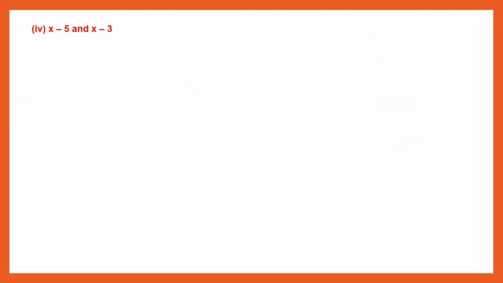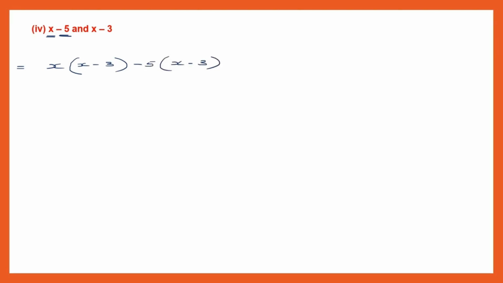Question 4. x minus 5 and x minus 3. So take the first term of the first binomial and multiply it. Now I'm not putting a sign, that means it's understood it is multiplication. Before the bracket, if you don't have a sign, it's understood that it is multiplication. So x into x minus 3, and here we have minus 5. Next one is minus 5 into x minus 3.